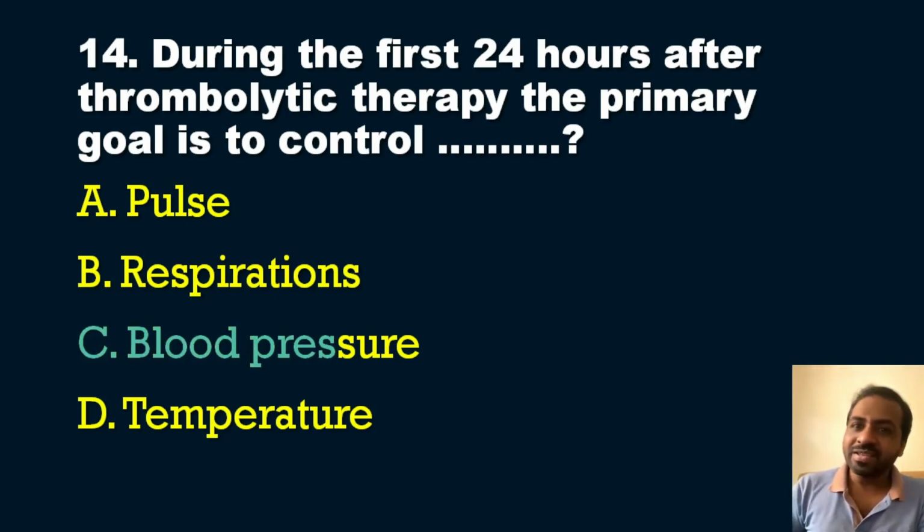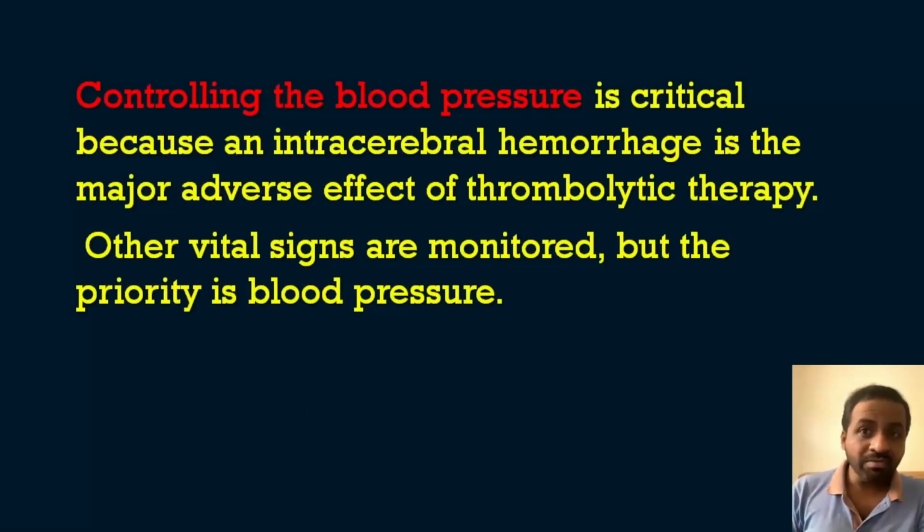So the answer is option number C, that is blood pressure. Blood pressure is very, very important. Why? Controlling the blood pressure is critical, because an intracerebral hemorrhage is the major adverse effect of the thrombolytic therapy. So if BP increases, there will be chances of further hemorrhage and the patient can go into another stroke. So controlling blood pressure is very, very important.